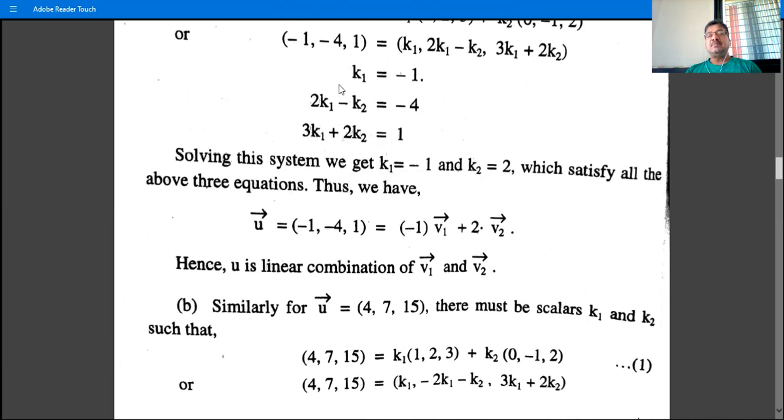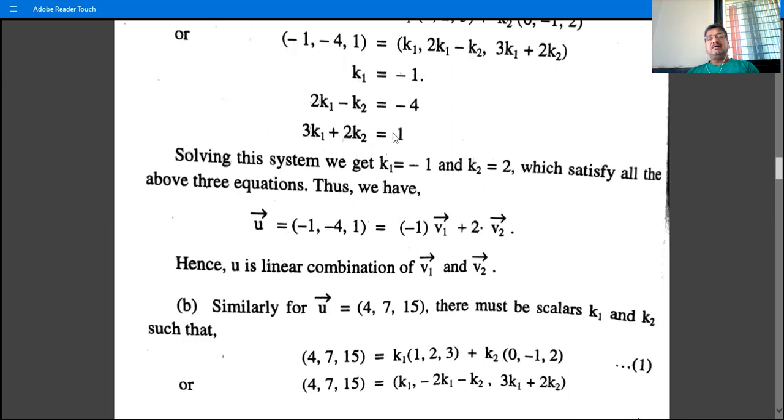If these values of K1 and K2 do not satisfy the remaining third equation, then we say that the system is inconsistent. So this is the way to solve this system, because this system contains three equations and two unknowns. So solve any two equations, and if those values of K1 and K2 satisfy the remaining equation, then we say the system is consistent. This is one method, but another method is what?